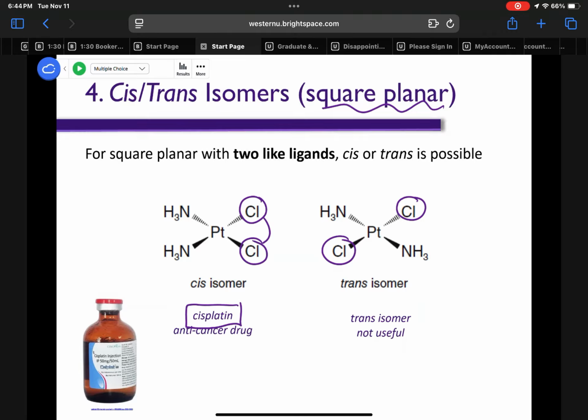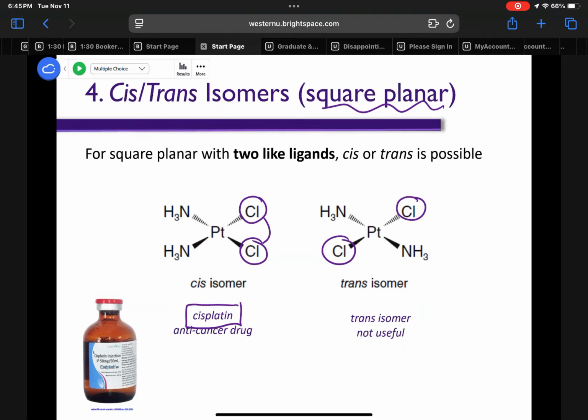So those two ligands beside each other is the cis, and this cis isomer is an anti-cancer drug. The arrangement of the chlorides and the amines is such that it can interact with your proteins in the expected way and can help to fight cancer. However, the trans arrangement, when the chlorides are in opposite arrangements, can't interact with your proteins in the same way, and it is not a useful drug.